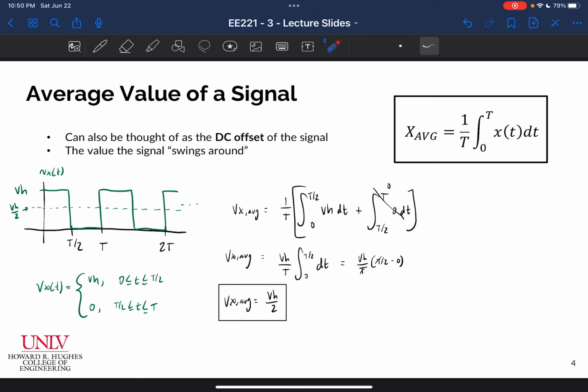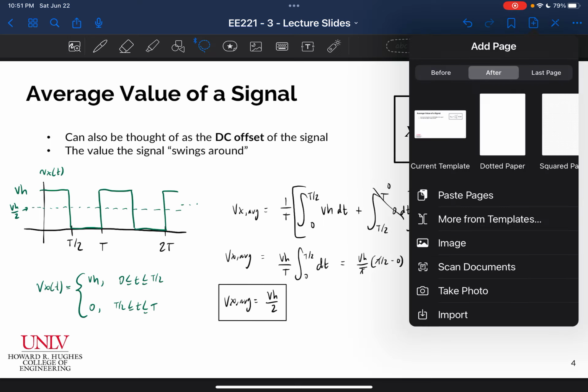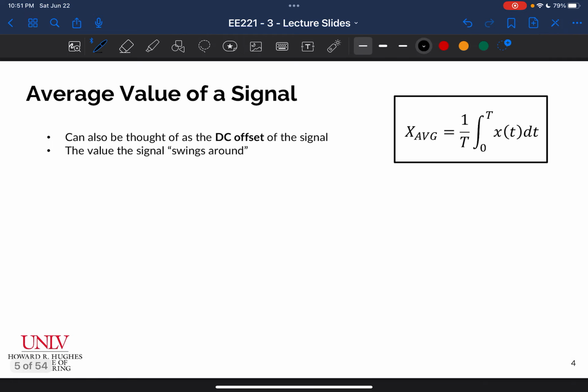All right, so to end the last video, I talked about what would happen if we were to shift this signal down to where the high value was at VH over 2 and the low value was at minus VH over 2, and the signal would swing around 0. I'm sure you probably know, but in case you don't, let me duplicate this slide. If we had that case, we would have something that looks like this.